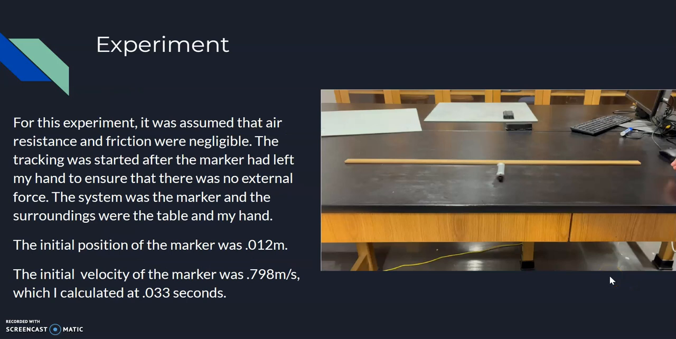In my experiment, I chose to observe the motion of a marker rolling across a table. It was assumed that air resistance and friction were negligible. The tracking was started after the marker left my hand to ensure that there was no external force. The system was the marker and the surroundings were the table and my hand. The initial position of the marker was 0.0112 meters and the initial velocity of the marker was 0.798 meters per second, and I calculated this at 0.033 seconds.